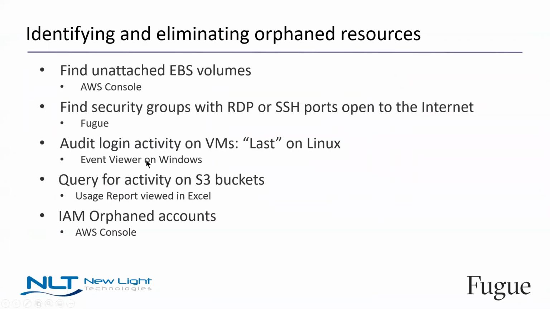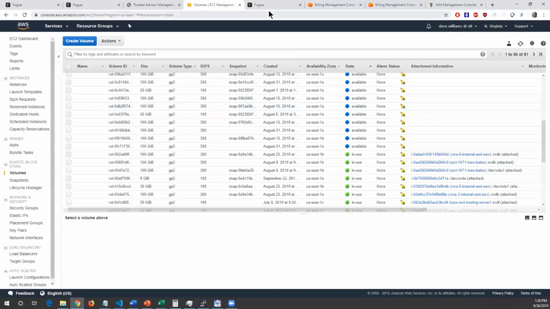All right, next thing: security groups with RDP or SSH ports open to the internet. Well, we can do that. We saw that with Trusted Advisor. Using Trusted Advisor, it'll pick up and say, hey, you shouldn't have SSH open to the broader internet. The Fugue platform also helps us with this.